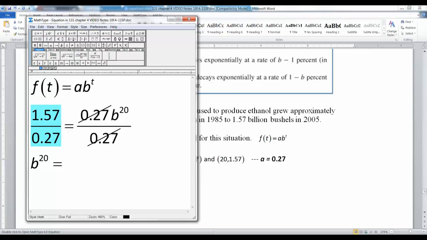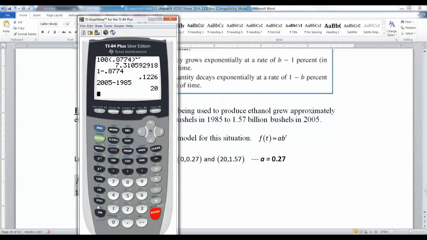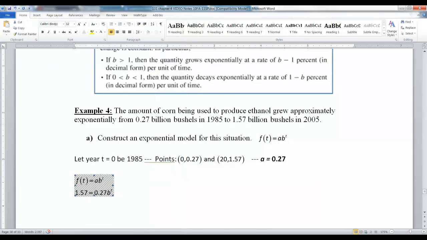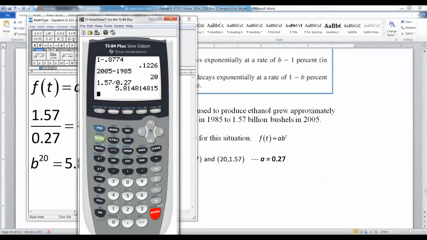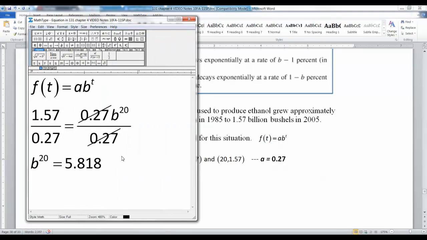The number I'll find with a calculator. No, I don't know what that is off the top of my head. 1.57 divided by 0.27 is 5.8148, it looks like it's repeating. 8148, 8148, repeating bar.